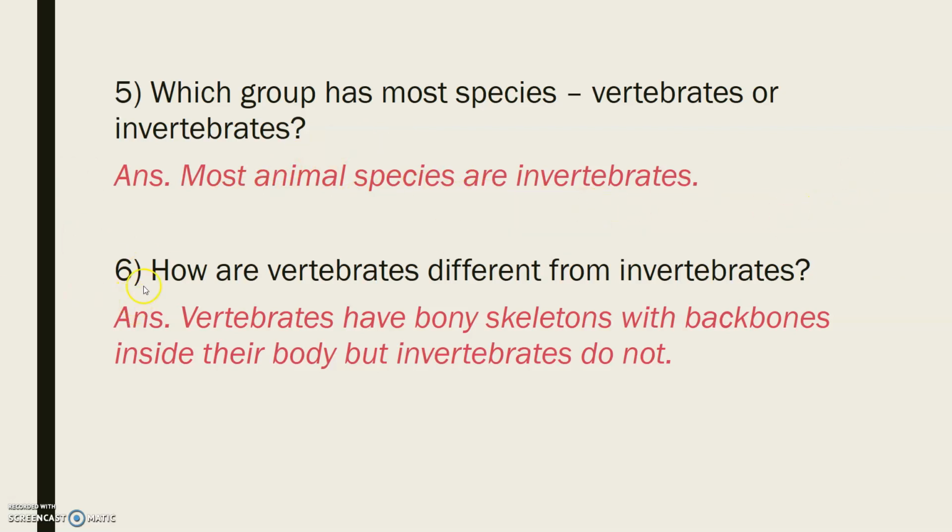Now, sixth question: how are vertebrates different from invertebrates? So it's very simple, right? Invertebrates do not have a backbone, whereas vertebrates have a backbone. That is a simple thing. And vertebrates have what? Bony skeletons. So vertebrates have a backbone, invertebrates do not, and vertebrates have a bony skeleton. That is the answer. So here is the answer for you: vertebrates have a bony skeleton with a backbone inside their body, but invertebrates do not.